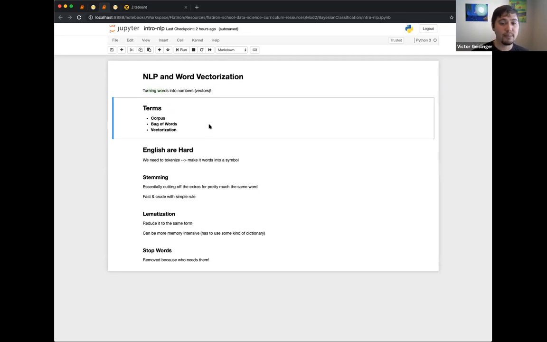The main thing you're going to see in the curriculum is that they'll say there's this thing called a corpus, bag of words, and then vectorization. So I wanted to point these out. A corpus is basically just a collection of words. You can think of a book as a corpus. It could be a bunch of documents. It could be a bunch of emails as your corpus. Basically, it's your huge amount of word data.